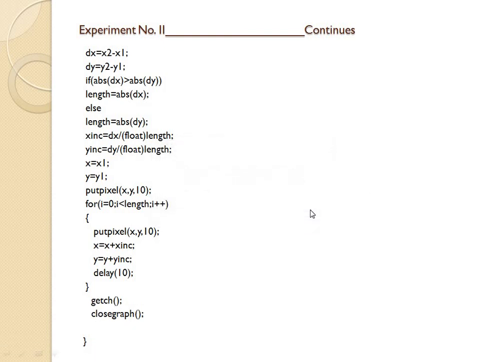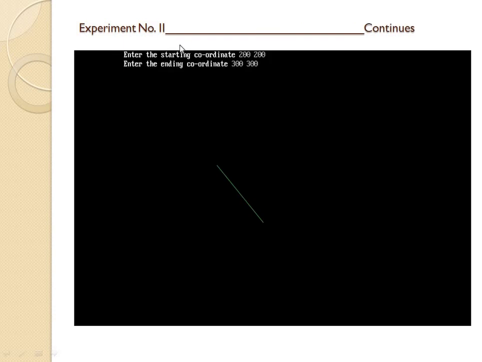Here is the output. Enter the starting coordinates 200 200, enter the ending coordinates 300 300. Then here is a line. This is the output of our program.